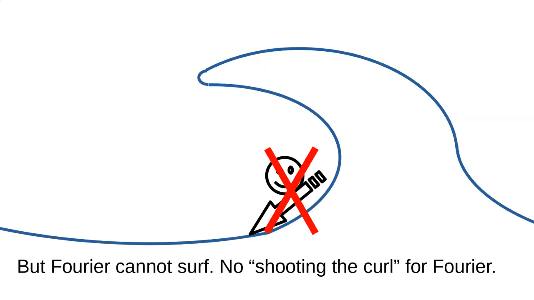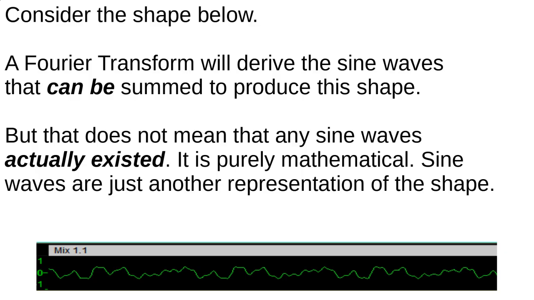But Fourier cannot surf. No shooting the curl for Fourier. Consider the shape below. A Fourier transform will derive the sine waves that can be summed to produce this shape. But that does not mean that any sine waves actually existed. It is purely mathematical. Sine waves are just another representation of the shape.